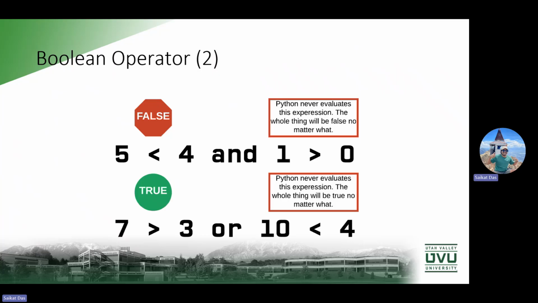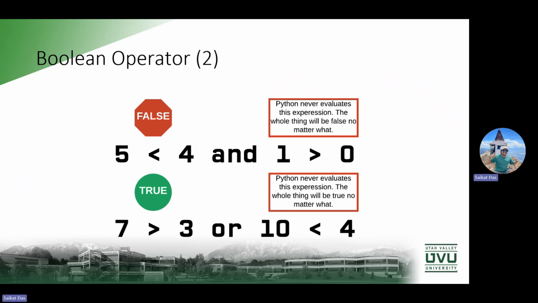The same thing for the OR operator. If it is an OR and I have a true here, then I don't need to calculate the rest. If it is true or false, I don't need to know. I have a true here, so it returns true, regardless of true or false here. Does that make sense?